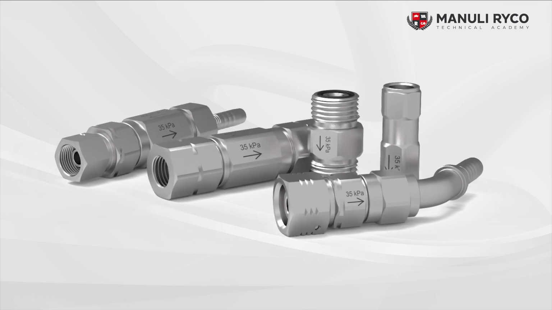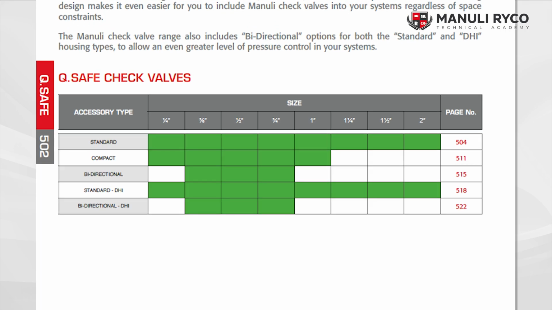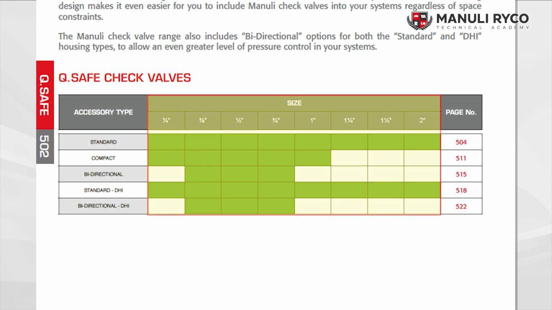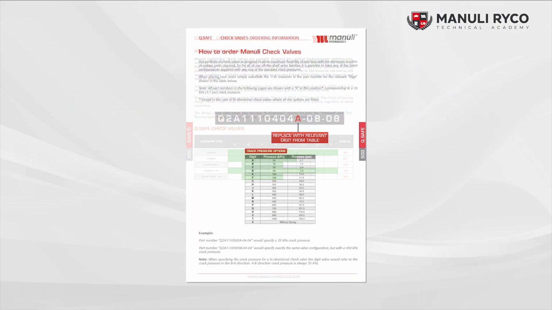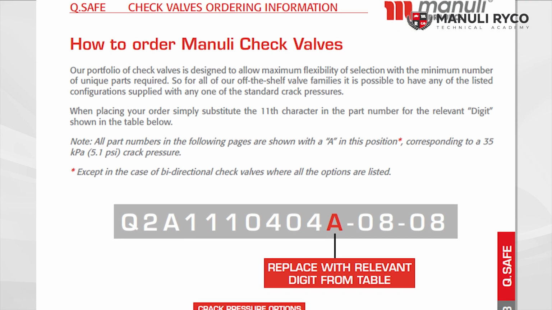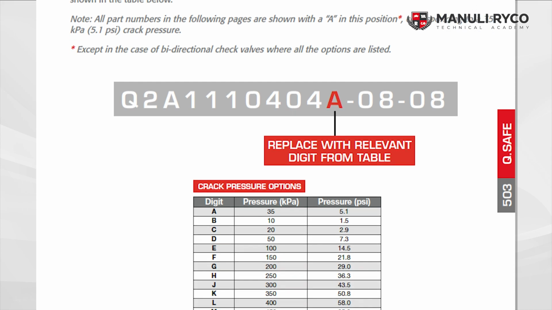The Manuli Hydraulics range of check valves comprises 5 different body types in a range of sizes, but also offers customization of the valve's cracking pressure. The check valves index shows the 5 body types and the available sizes, followed by the page references. The following page explains the ordering process, which allows you to specify the cracking pressure for the valve.